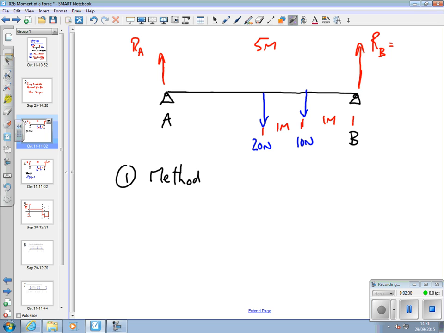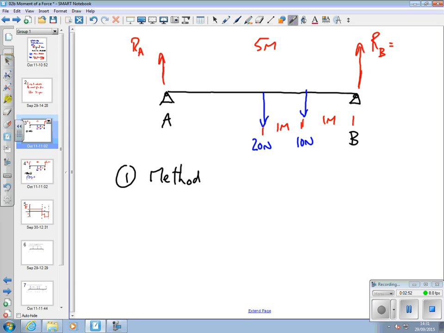And then we put on any forces that are acting. So there's a point force acting here, straight down, of 20 newtons, and another point force acting down of 10 newtons. In this particular example, we are ignoring the weight of the beam. We'll see what we have to do about that in another example.